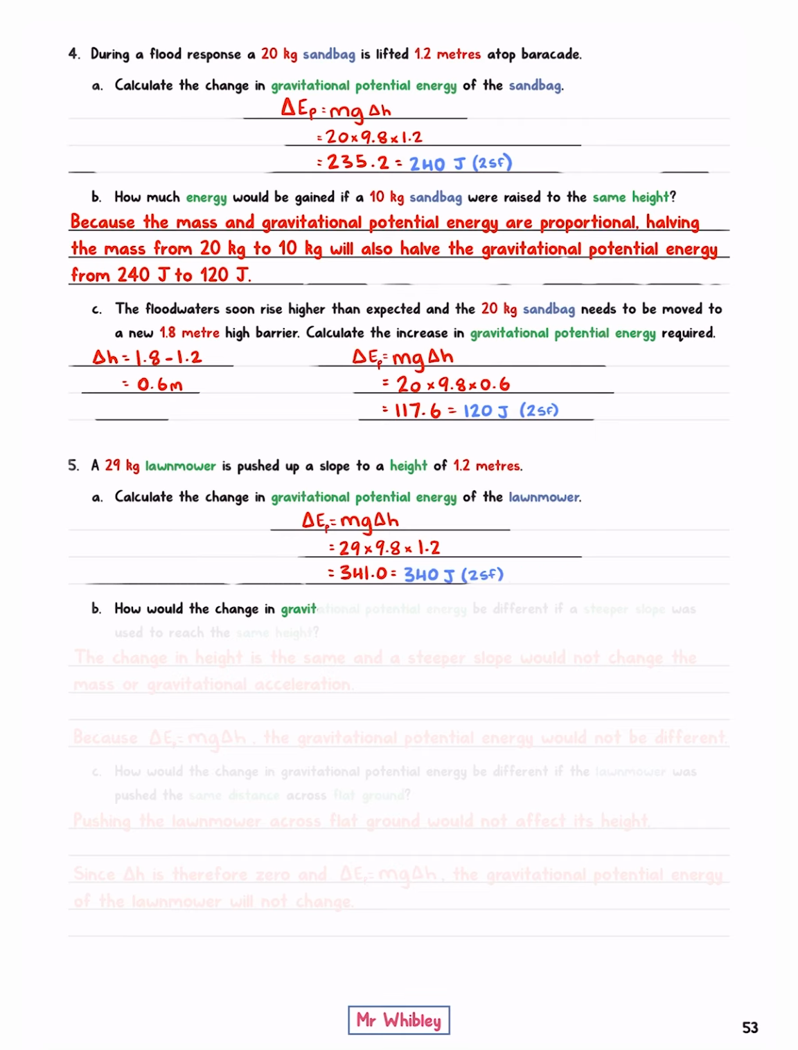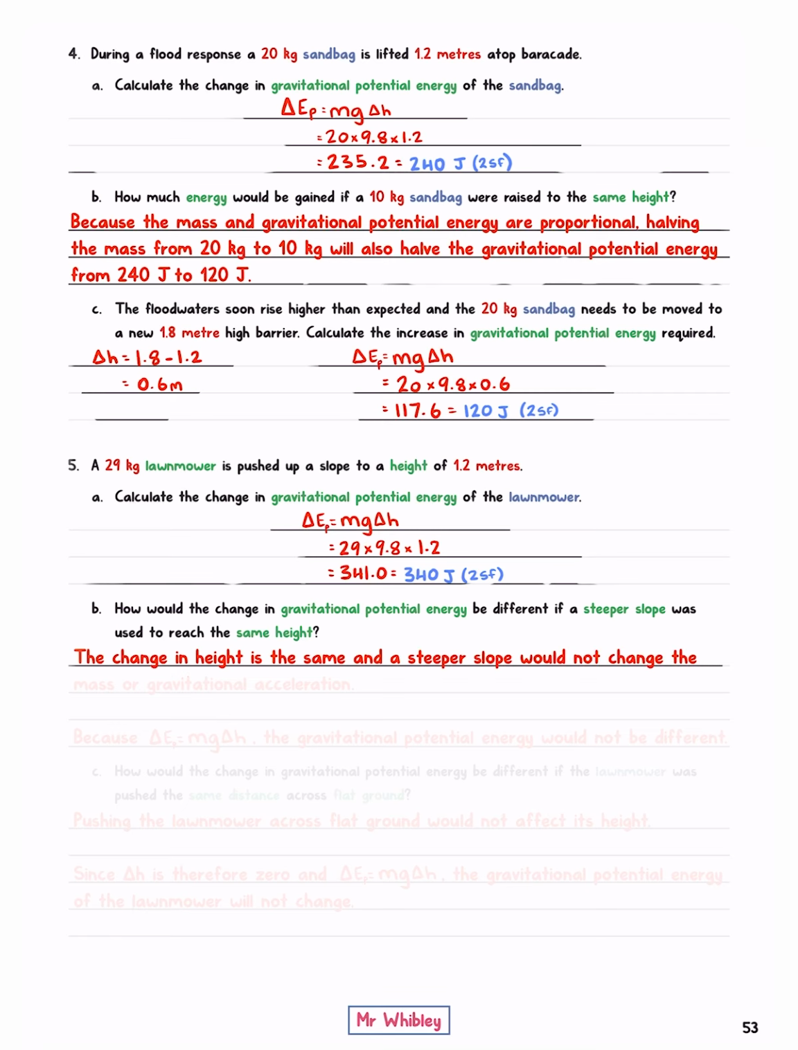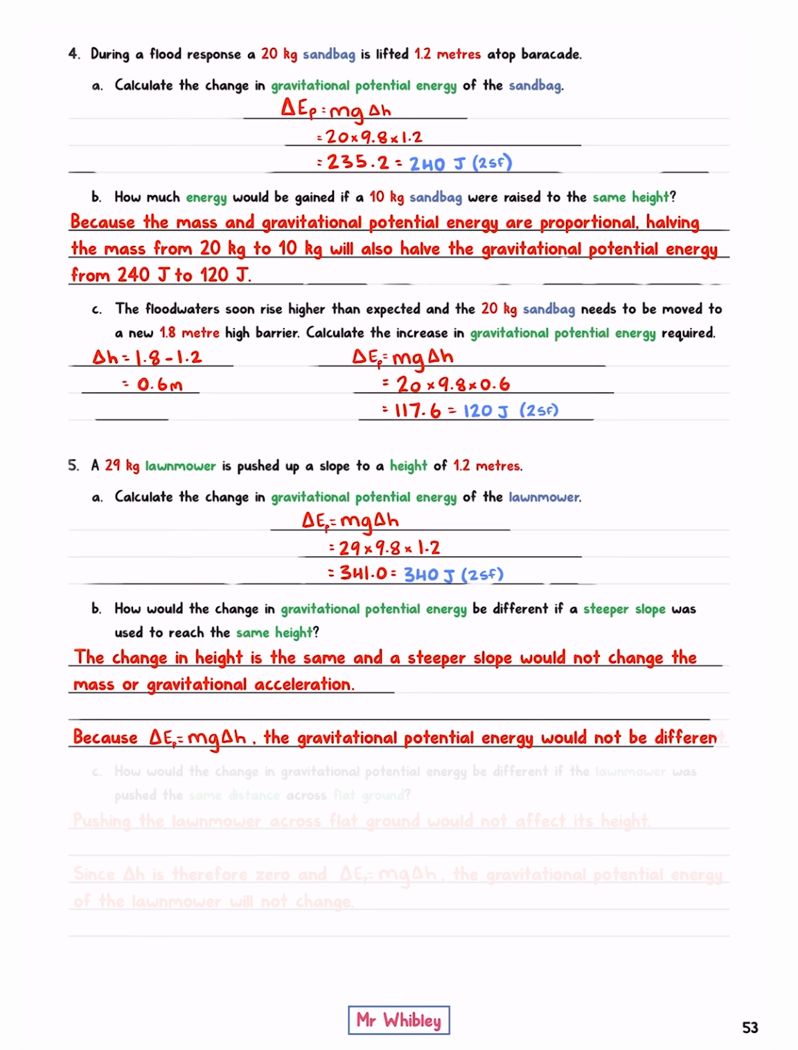How would the change in gravitational potential energy be different if a steeper slope was used to reach the same height? The change in height is the same, and a steeper slope would not change the mass or gravitational acceleration. Because our gravitational potential energy is mg times the change in height, the gravitational potential energy would not be different. That is to say that the mass is the same because we're using the same lawnmower, our gravitational acceleration stays the same, and we're moving the lawnmower to the same height, just taking a different path, which means that our gravitational potential energy must be the same.